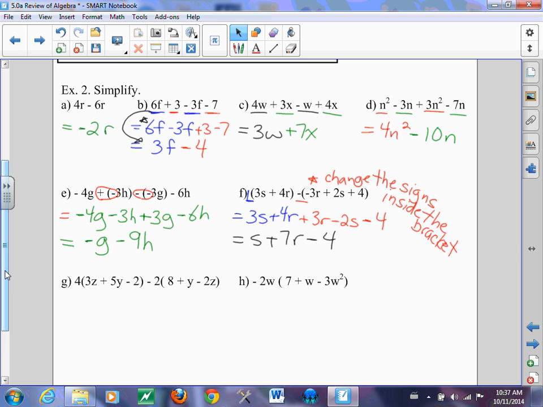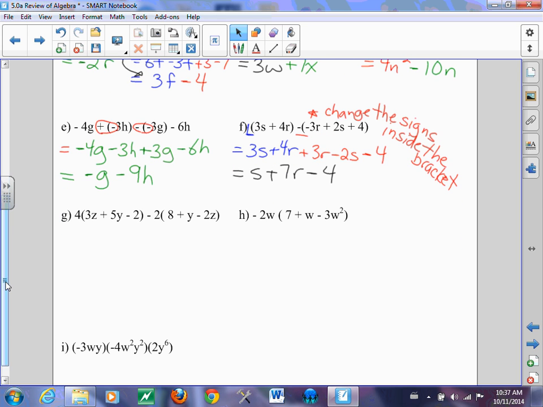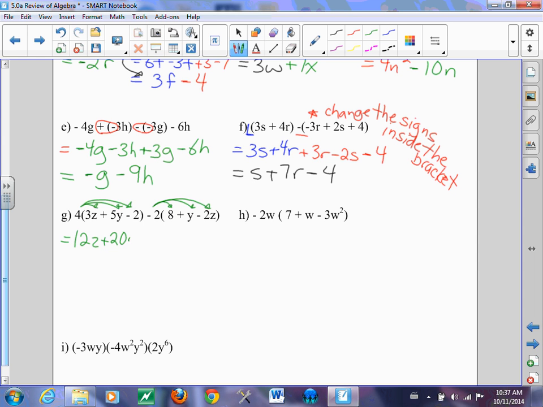All right, keep moving along here, folks. We've got g, which is distributive law. Okay, so we're going to multiply whatever's out front with what's inside. These arrows mean to multiply. So that's going to be 12z plus 20y minus 8. And then that's the first bracket. Now we'll do the second set of brackets. So negative 2 times 8, negative 16, minus 2y, and plus 4z.